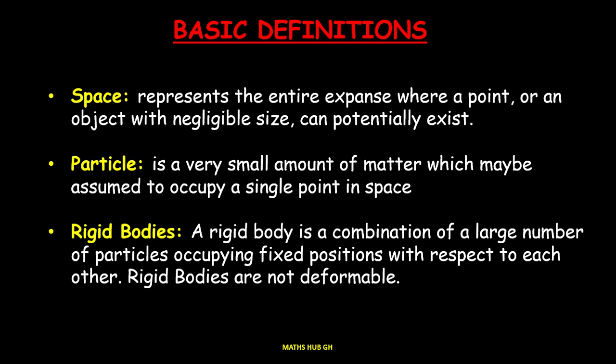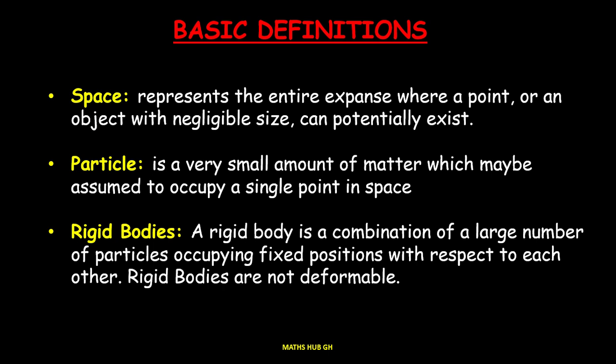So I have the first term here, which is space. Space represents the entire expanse where a point or an object with a negligible size can potentially exist. Okay. So it represents the entire expanse where a point or an object with a negligible size can potentially exist.